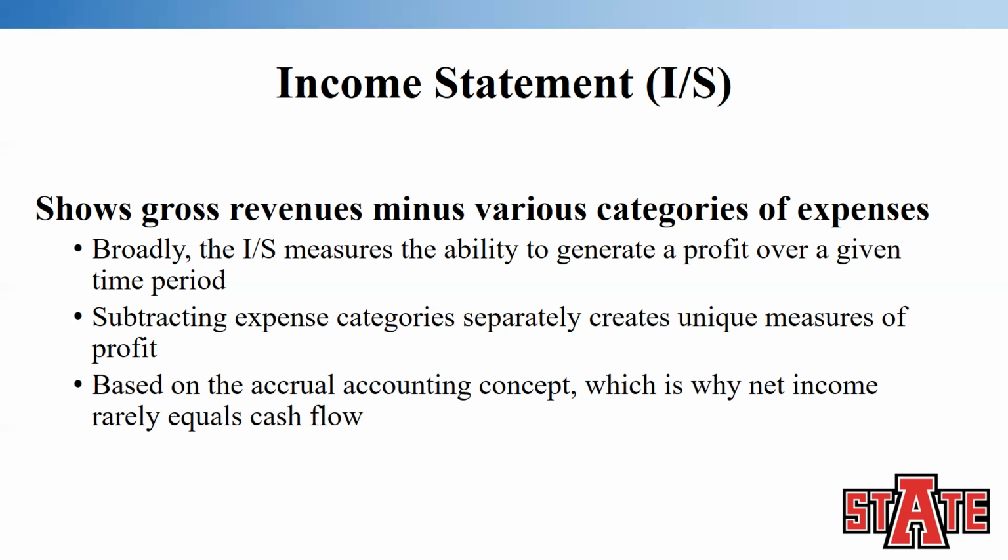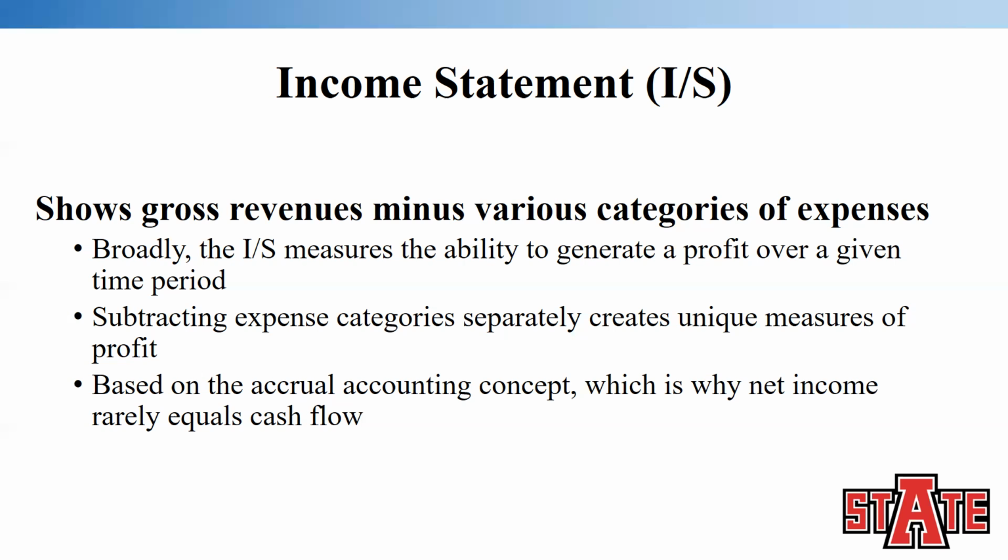Subtracting the different expense categories separately creates several unique measures of profit. We're not just worried about one measure of profit. I know we tend to just think of net income. Do I have positive net income? That's not the end of the story here, because as we're thinking about improving profitability, we'll want to think about, well, which category should I work on first? Which category gives me the best chance to improve profitability? And so that's one of the benefits of not just lumping all expenses together in one item, one category.